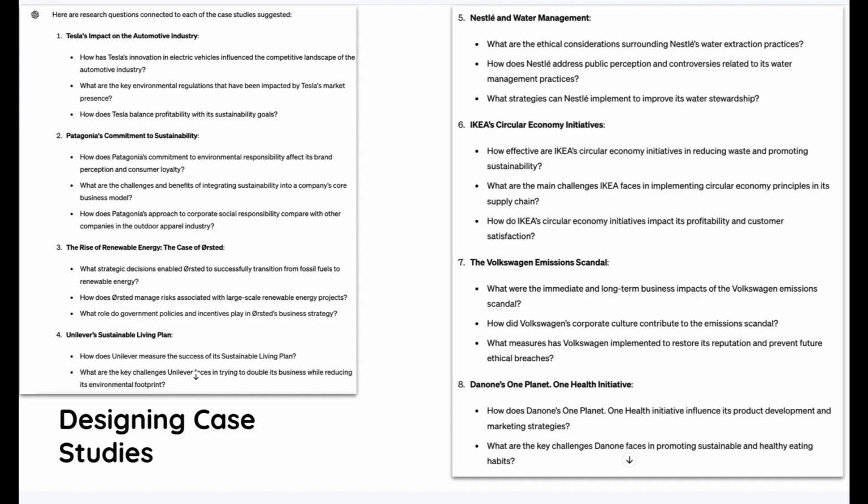Here, after asking for case studies that had to do with economics and current history, I asked for research questions connected to each of these suggested case studies, and it did a fine job. Look at the variety. Tesla's impact on the automotive industry, the rise of renewable energy, the Unilever Sustainable Living Plan, Volkswagen's emissions scandal. These were wonderful examples, and now I not only have the examples and the case studies that were in the previous output, but the questions about them.